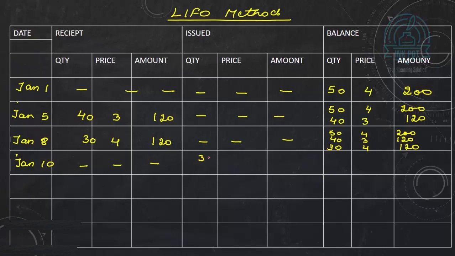So I'm going to write here 70 units. So we'll take 30 at the rate of 4 and now we need 40 more. So we'll take 40 from here, 40 at the rate of 3. So it is 120. This is also 120. Now we have used this. So we are left with only 50 units at the rate of 4, that is 200.